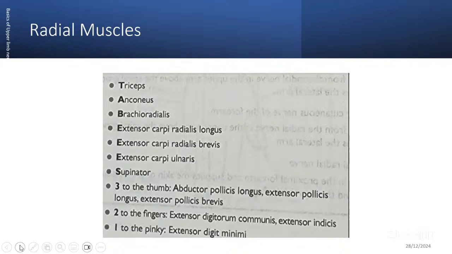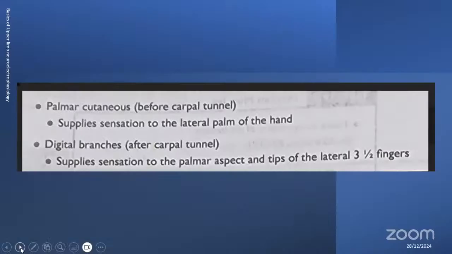Two to the fingers, extensor digitorum communis and indicis, one to extensor digiti minimi. So the thumb is unique in that it is supplied by all three nerves, and integrity of the thumb indicates that the radial, ulnar, and median nerves are all intact. So examination of the thumb is very important. And one of the important branches is the palmar cutaneous nerve, which supplies sensation to the lateral palm of the hand, which peels off before the carpal tunnel. So it is spared in carpal tunnel syndrome.